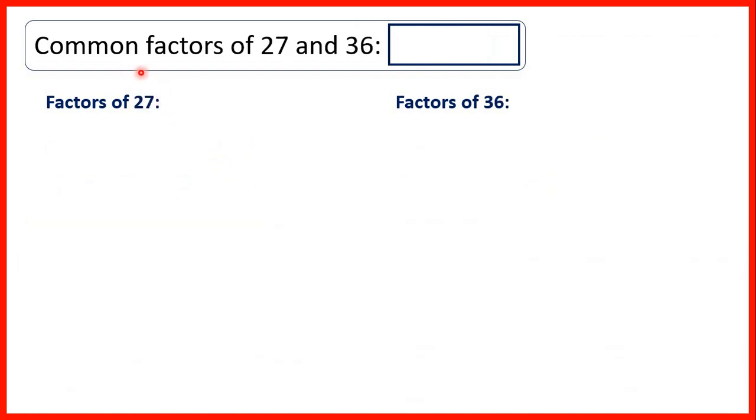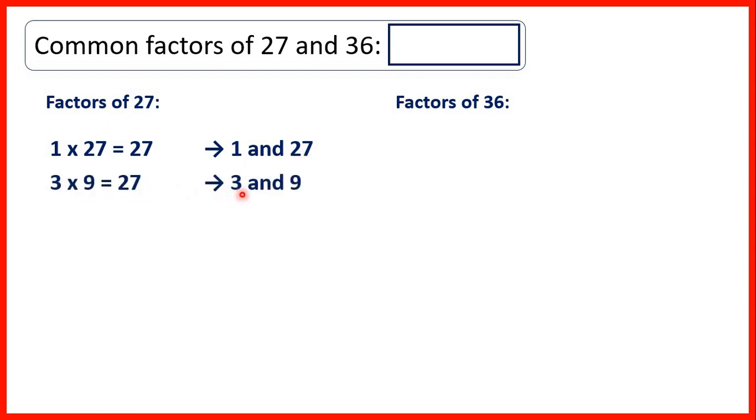Now let's find the common factors of 27 and 36. So for our factors of 27, we can have 1 and 27. We can also have 3 and 9, because 3 times 9 is 27.